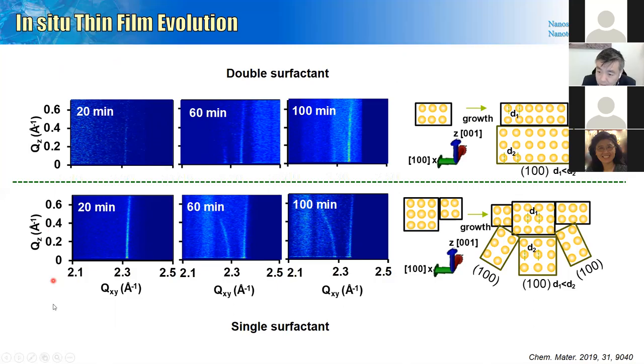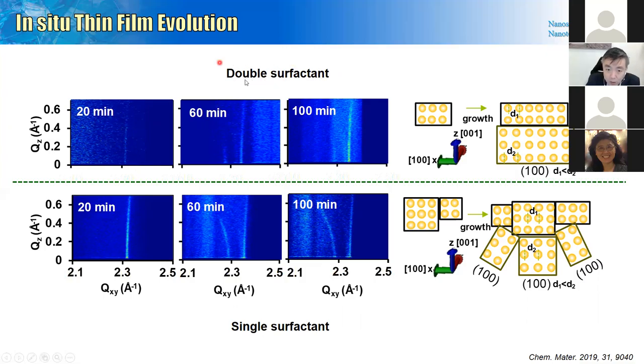incident angle X-ray diffraction. And we can see with this two surfactant or double surfactant, at the beginning, there's evolve of this surface layer. We think this could be attributed by the surfactant packing with the help of the iron beneath it, the initial crystallization at the surface, right? So it's the same, this is a single surfactant, it's the same.